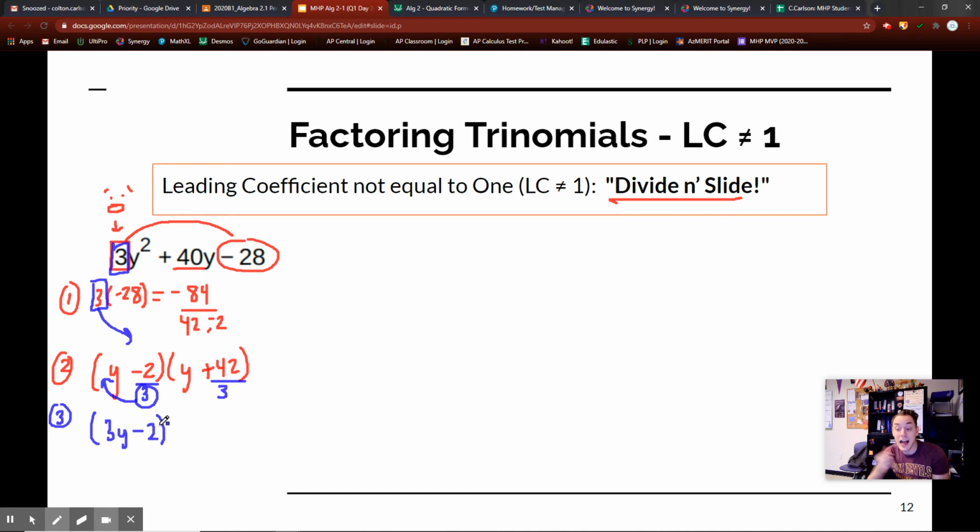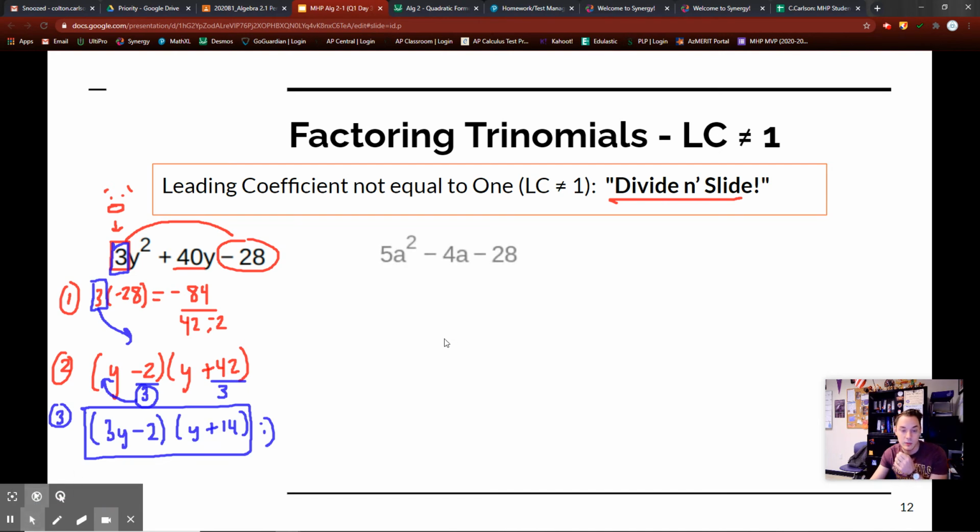No guess and check at all. I don't know if you remember in Algebra 1 when you took it, maybe a lot of you did guess and check. You don't need to guess and check at all with this method. It works every single time. Now this 42 divided by 3, is that an even number? It actually is. It is 14, which means this is my final answer. No guess and check at all. Okay, let's do another one of these.